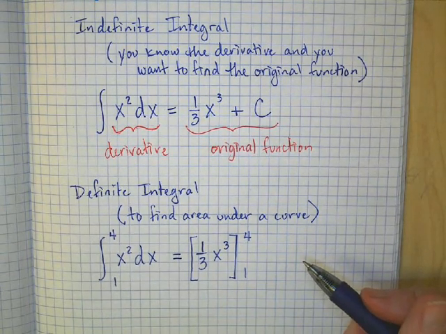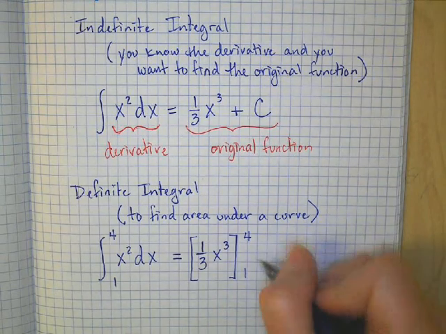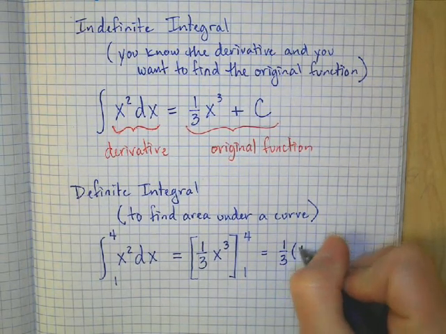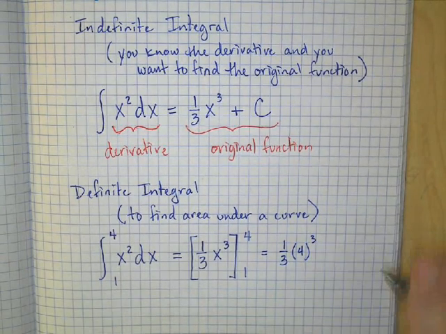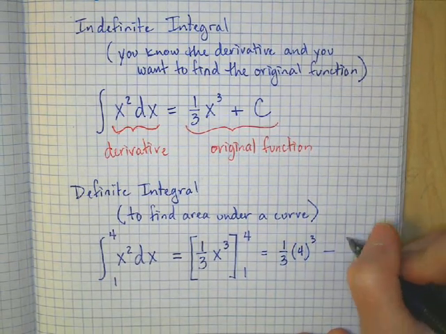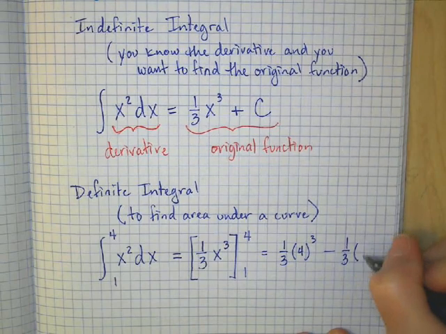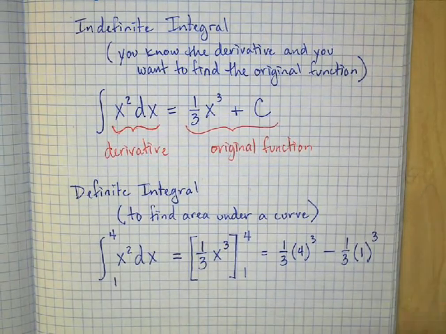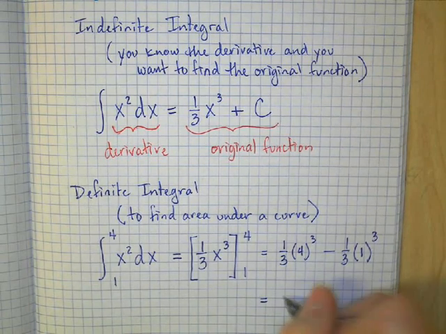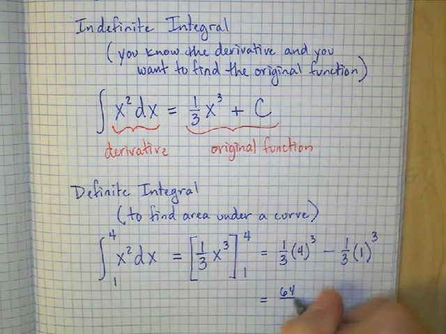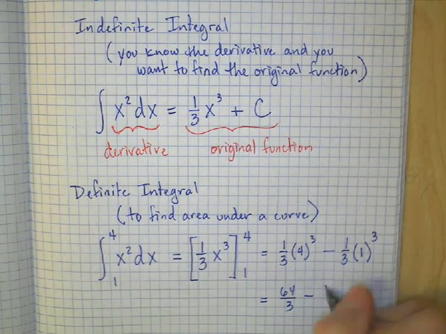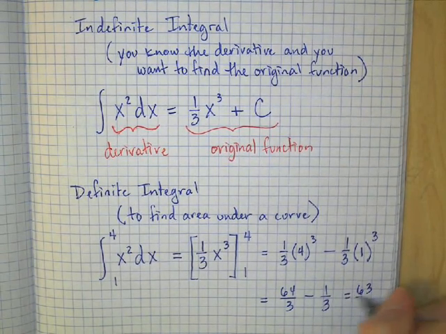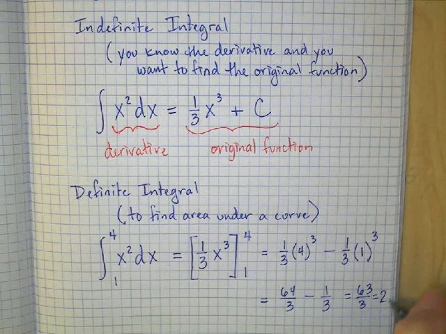Okay, so if I were to finish off this problem, this would give me 1/3 times 4 cubed minus 1/3 times 1 cubed. And we can finish that off, and we get 64/3 minus 1/3, which would give us an answer of 63/3, which equals 21. So that's what we did in class today.